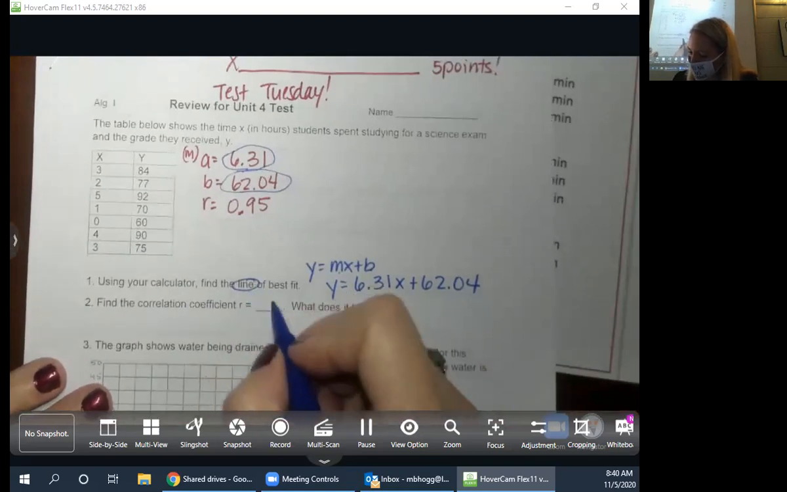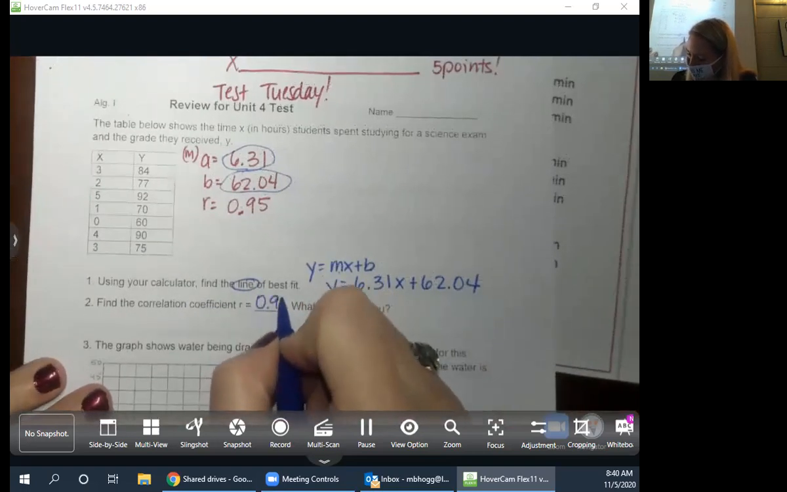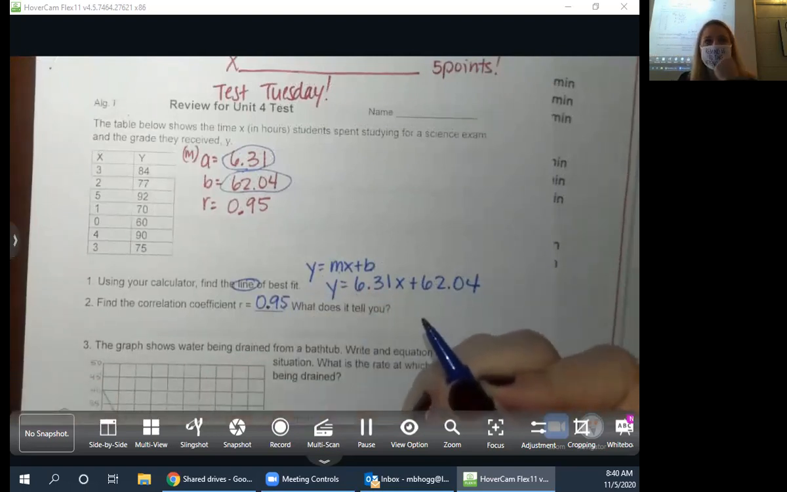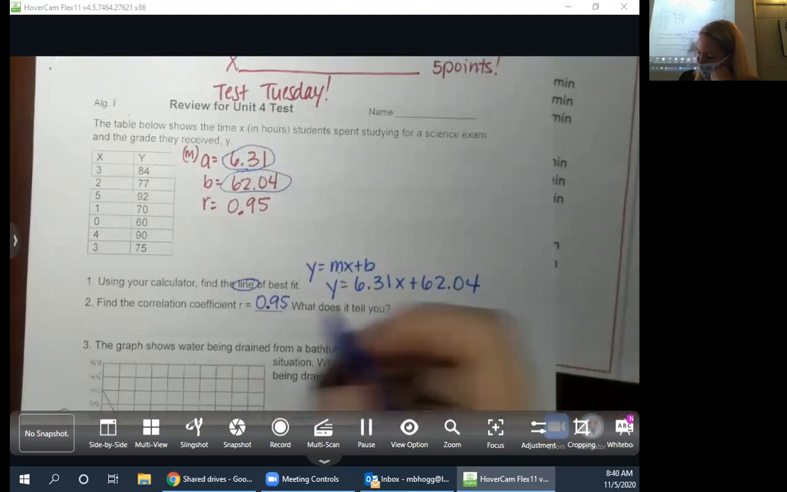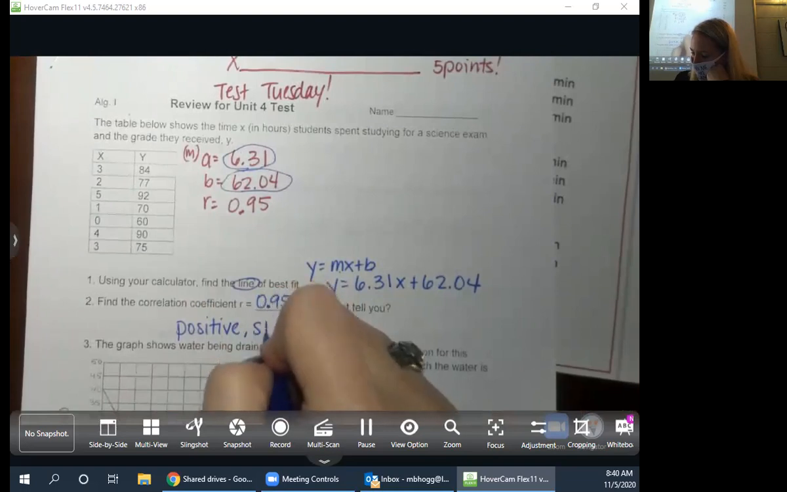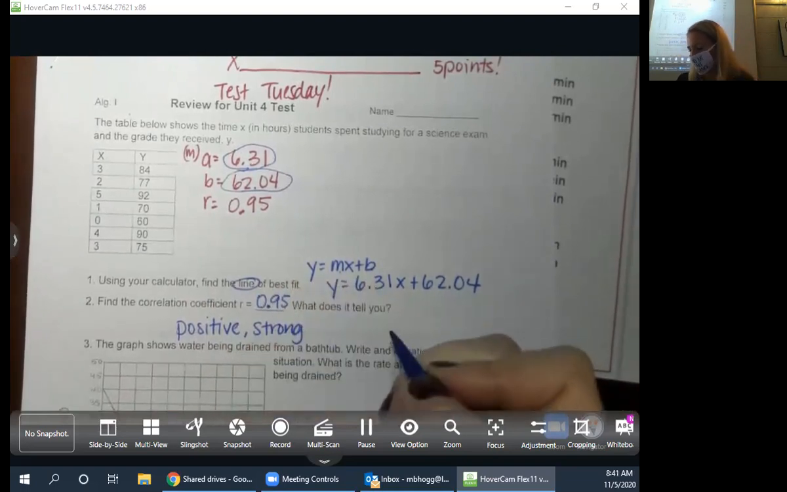All right, so our R is 0.95. So this tells us 2 things. What does it tell us? Positive, and is it weak or strong? It's strong because it's almost 1.